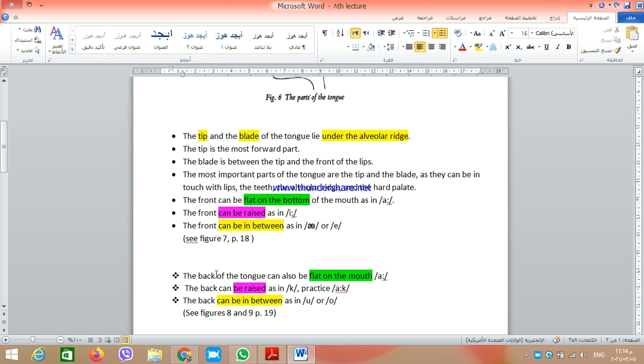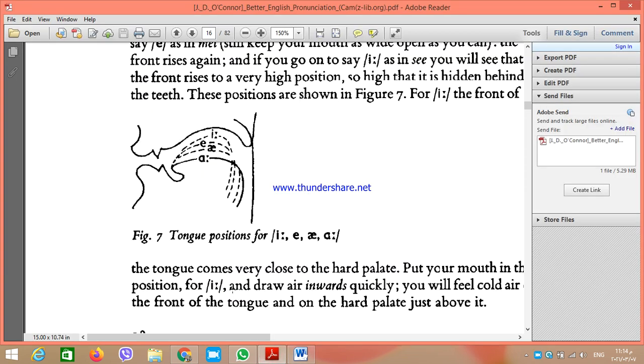Let's have a look at figure 7 in your textbook, page 18. This is figure 7. You can see that these are the positions of the tongue, more specifically the front area of the tongue, when we pronounce these vowels. Look, this is the pronunciation of ah, and the mouth is open, the tongue is lowered, and this is e when the tongue is high. Here we have two more vowels. These are varying degrees between raised and flat.